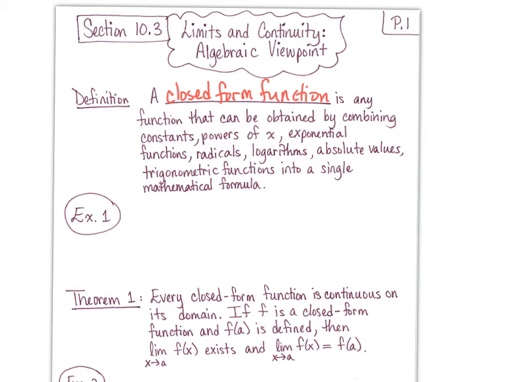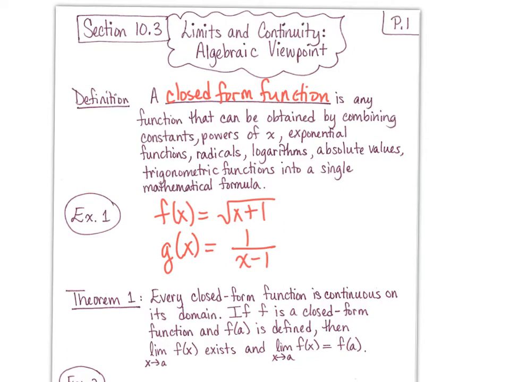So for example, you can have f of x equals the square root of x plus 1. It combines the linear function x plus 1 and the square root function. So that's a closed form function. Another one is g of x equals 1 over x minus 1. So it combines the reciprocal function with the linear function x minus 1, puts it on the inside.